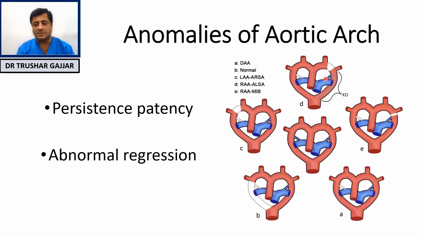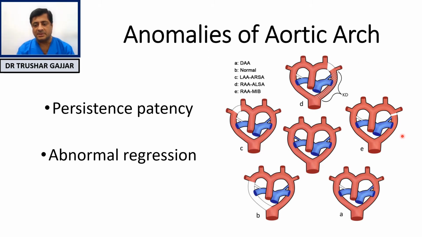If we see this picture, it's a mirror image of C. It means a portion of the left fourth arch disappeared between the 7th intersegmental artery and the internal carotid artery. So this leads to the formation of right aortic arch and anomalous origin of the left subclavian artery from the descending aorta.